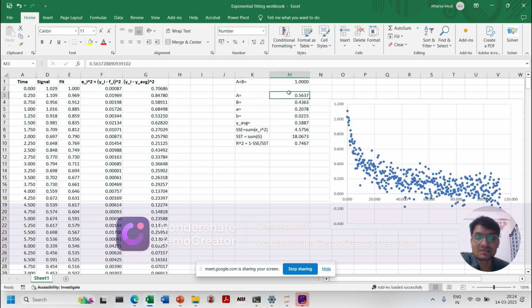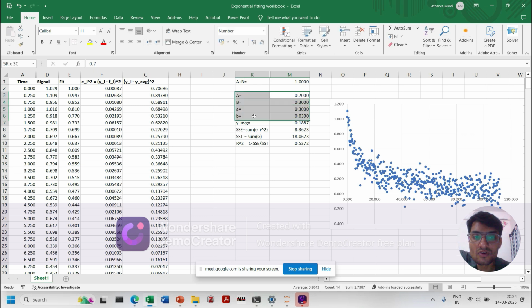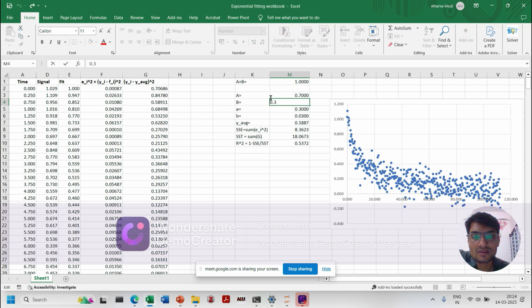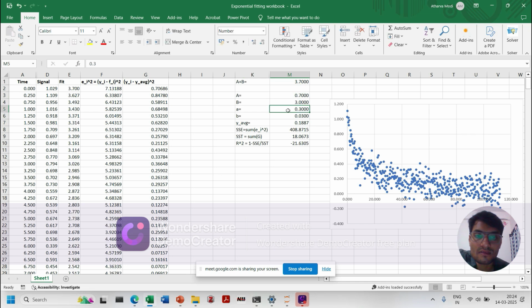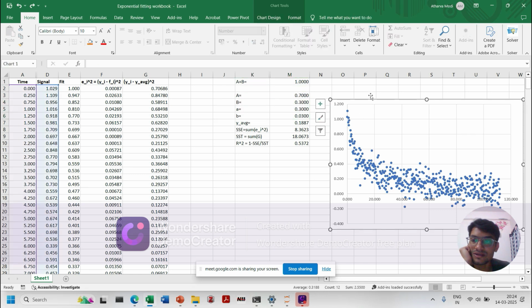So let's say I will start from some 0.7, 0.3, 0.2. These are my initial estimates. So these four values, I made a guess that they are 0.7, 0.3, not 0.3 but 3. Oh, actually 0.3. And small a and small b are 0.3 and 0.03. So these are my initial estimates.